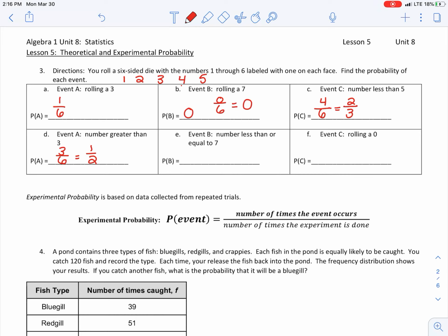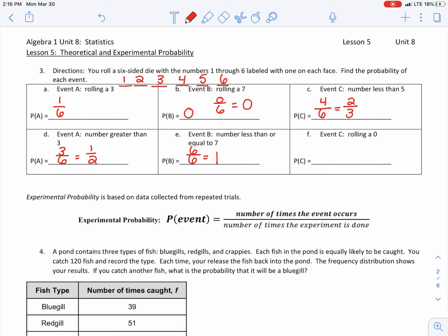Okay. Oh, man. I got rid of the 6. There we go. Okay, a number less than or equal to 7. Well, we know we can't get 7, but we also know that we can get a number less than 7, which is every single one of these numbers. So if you have 6 that are less than 7, out of 6 total possibilities, 6 over 6 just reduces to 1. So that is certain that you are going to get a number that is either less than or equal to 7.